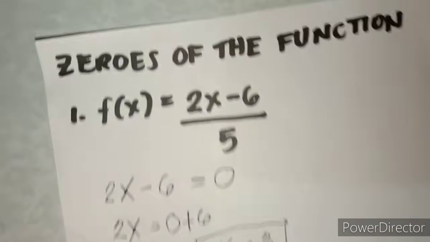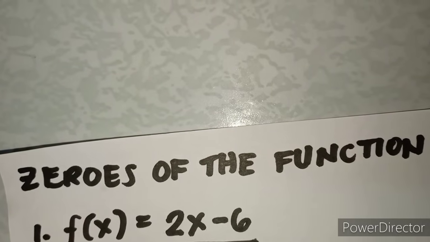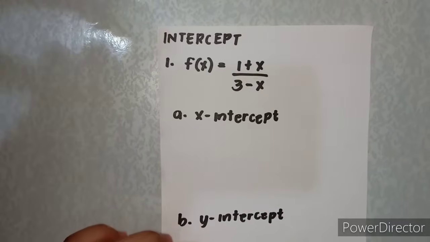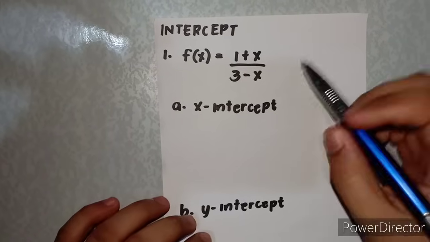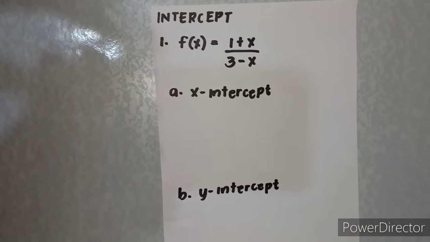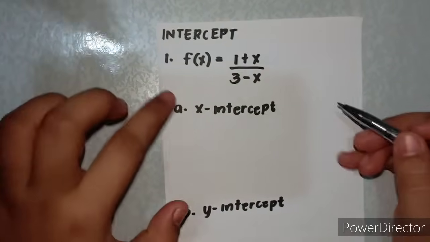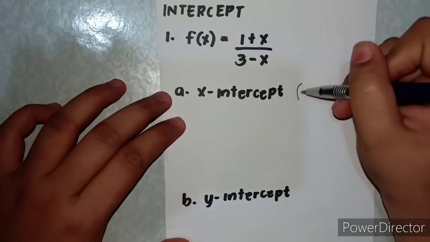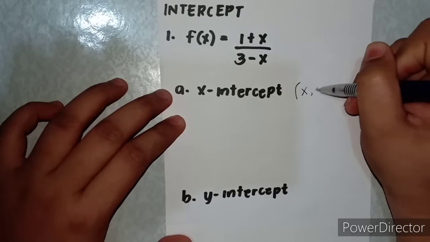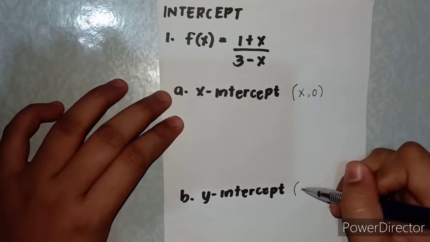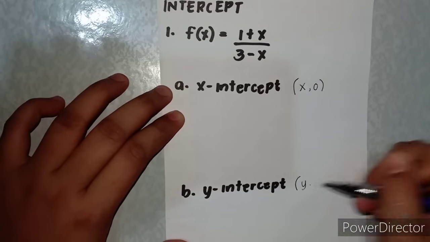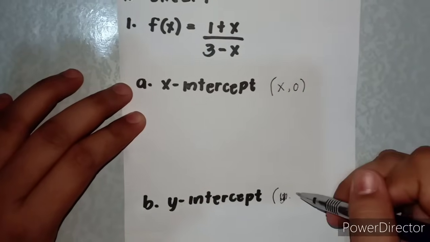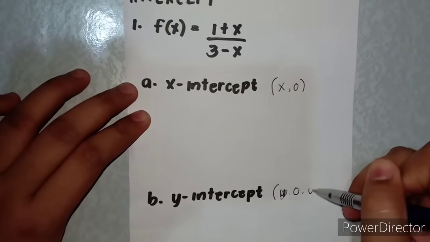Ganyan lang kadali. Again, kapag zeros of the function, ang gagalawin lang po natin ay ang numerator. Ayan. Since we are done with our zeros, let's proceed with intercept. But take note, balikan natin yung definition natin kanina. Meron tayong dalawang intercept, x-intercept and y-intercept. Sabi natin, sa x-intercept, we have x at automatic ang y natin is 0. Pag y-intercept naman, our x is 0 and we have our y.